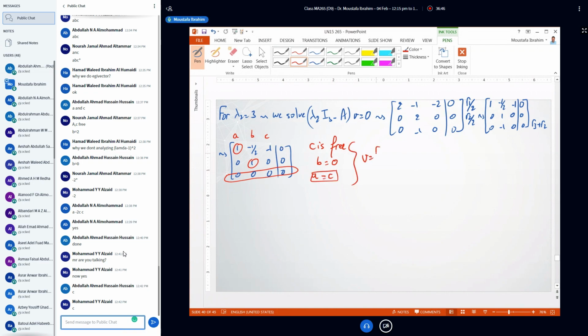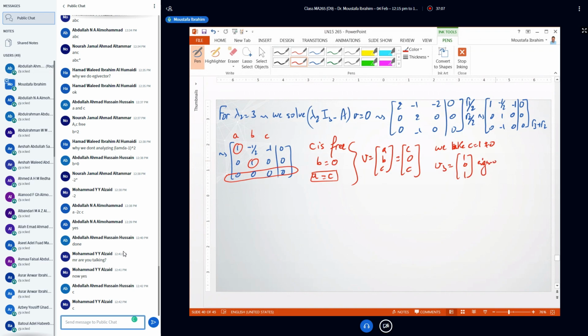So V, which is ABC, is equal to A, which is C, B is 0, and C is the same. So we take C equal to 1, different than 0, and we get V3, which is 1, 0, 1.